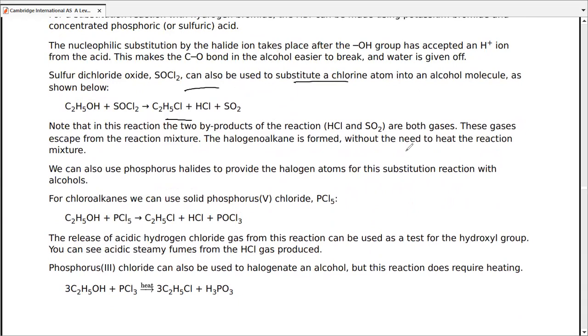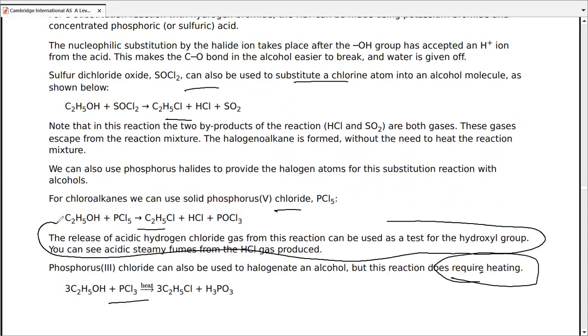Nucleophilic substitution is happening. For PCl5, we can do it at room temperature. For PCl3, we require heating, the same set of information. The only thing you're going to find extra in this whole portion is this reaction with PCl5, which is a test for the hydroxyl group. You will see acidic steamy fumes of HCl produced, and this will prove that you have an alcohol at hand.